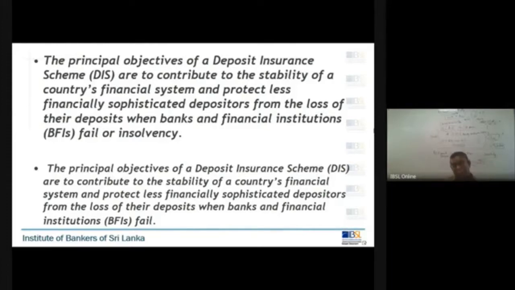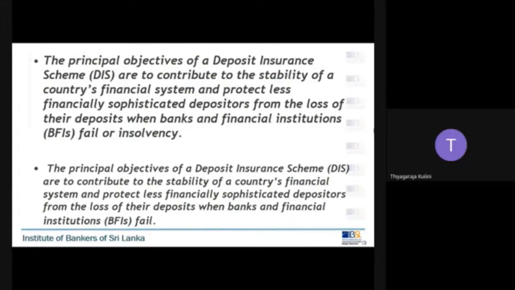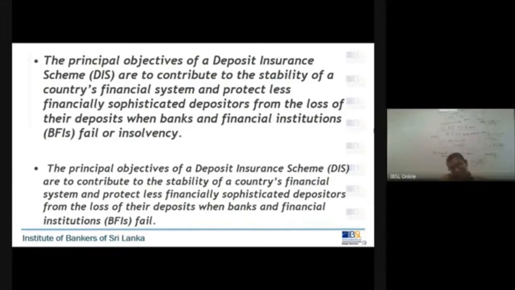Suppose some finance company collapses. According to the deposit insurance scheme, the central bank being the administrator of that fund needs to pay compensation to those customers. I'm asking whether they are legally liable or not. What's the answer? Yes, they should pay, sir. They should pay. Yes. So, any other alternatives?